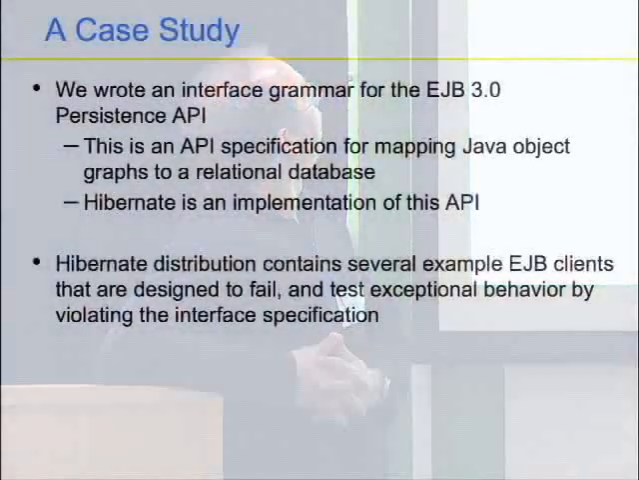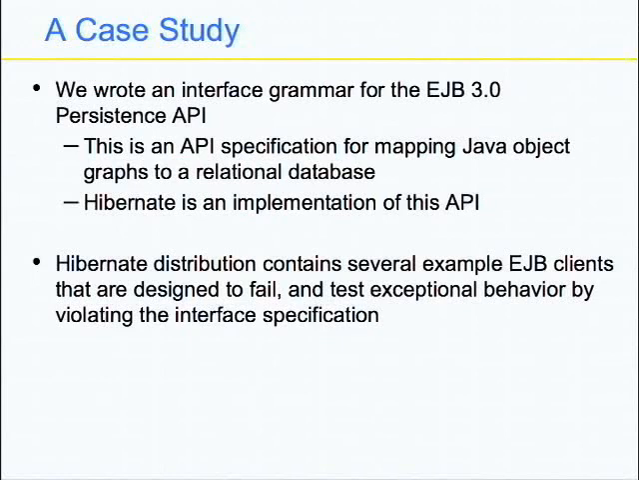So we did a case study using the EJB persistence API. This was basically, okay, can we write meaningful interfaces using this language? So we wanted to try that. We wrote an interface grammar for EJB's persistence API, and then we wanted to show that we can do some model checking with this.